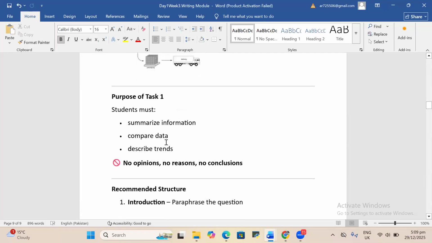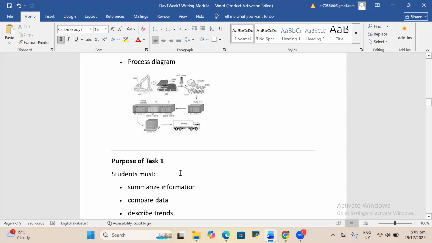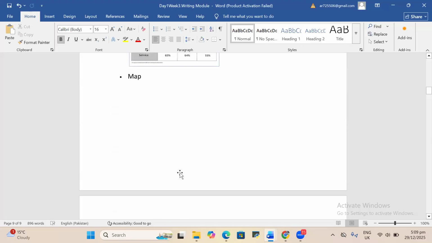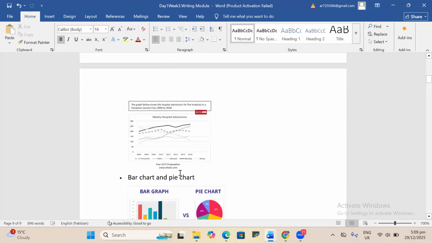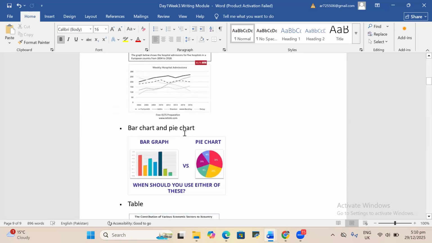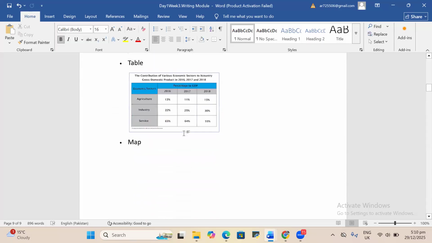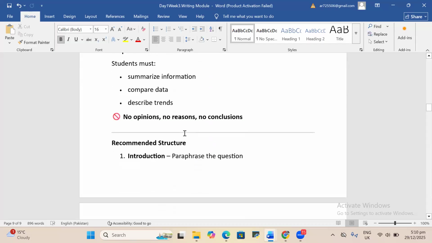You need to compare data and describe trends. You should not give your own opinion, reason, and conclusion. Some questions are relevant to our daily life, but if you start giving your own idea and viewpoint, that actually decreases your overall band rather than helps you. So try to avoid your own opinion, reason, or conclusion when you tackle task 1.